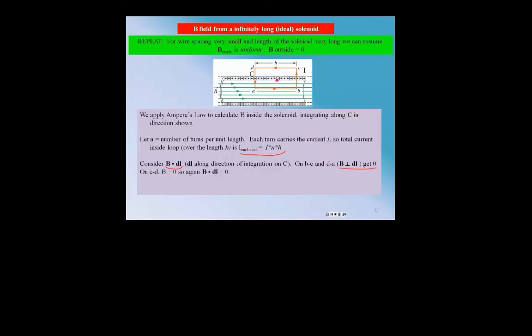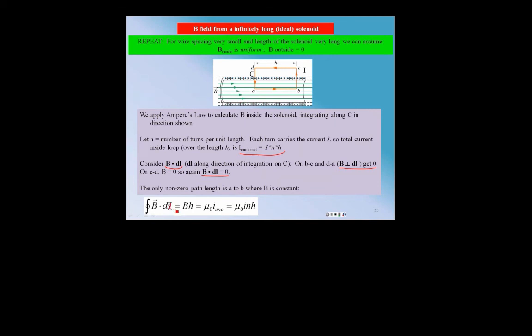So what about out here, C and D? Well, B is 0 out here, so that gives B dot dl equal to 0 again. Finally, we go to the non-zero contribution, which is here. So dl is parallel to B. The integral then will give us a non-zero value over this direction. Coming down here, oh yeah, this should be L.